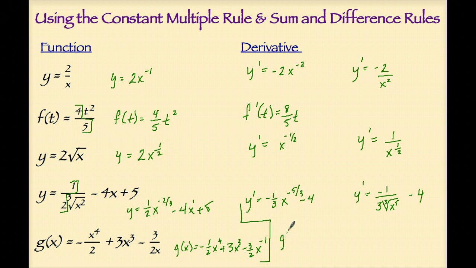So now we have g prime of x is equal to 4 times negative 1 half is negative 2 x cubed, because we subtract 1 from that exponent. The derivative of this second term will be 3 times 3, a positive 9 x squared, since we subtract 1 from that exponent. And then negative 1 times negative 3 halves gives us a positive 3 halves, and then x to the negative 2, since you had to subtract 1 from negative 1. To rewrite this a bit, we have g prime of x is equal to negative 2x cubed plus 9x squared, and then plus 3 over 2x squared.